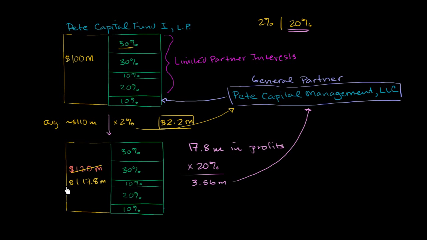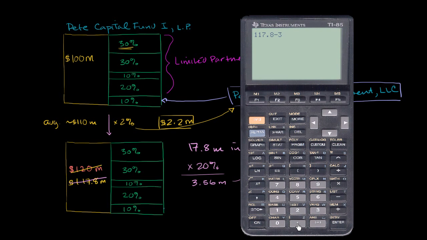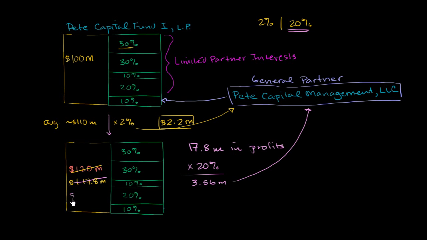So let's say at the end of the year, instead of 117.8, we're going to have to subtract 3.56 from that for Pete Capital Management. So what's left in the fund is going to be, and he could leave it in there to reinvest, but that would just increase his share. But let's say Pete Capital Management takes it out, so we'll be left with 117.8 minus 3.56, which gives us 114.24. So over here, what's left in the fund is 114.24.